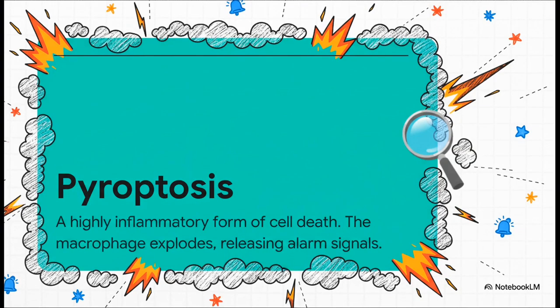See, Shigella doesn't just try to escape. It turns the macrophage into a suicide bomb. It triggers this incredibly violent form of cell death called pyroptosis. And this isn't some quiet, orderly cell death. No, this is a detonation. It's designed to cause maximum chaos and to scream out inflammatory alarm signals to the rest of the body.